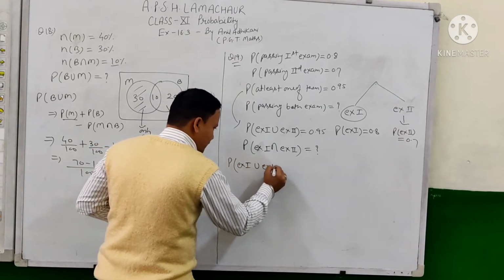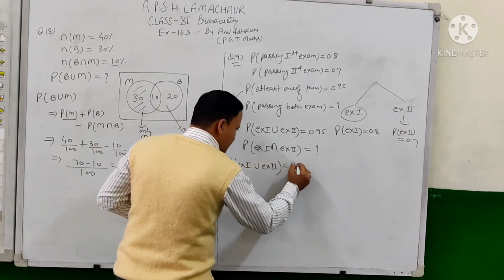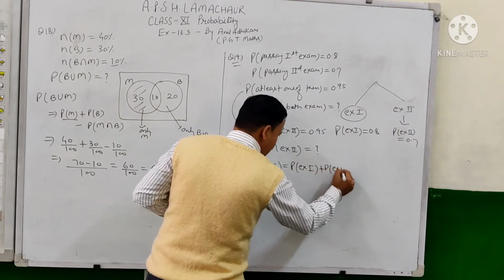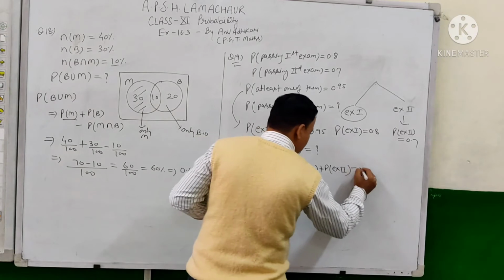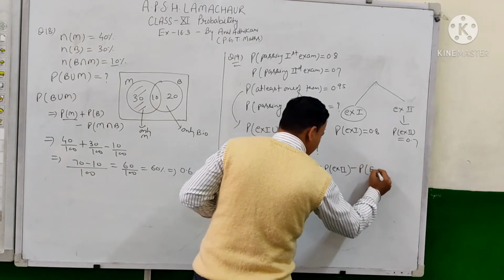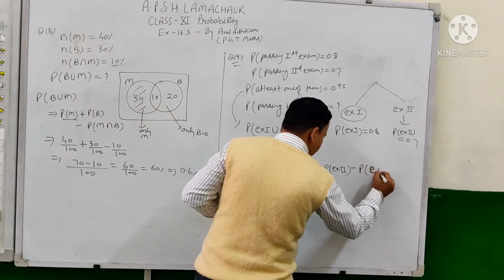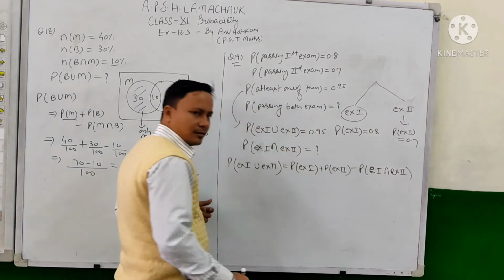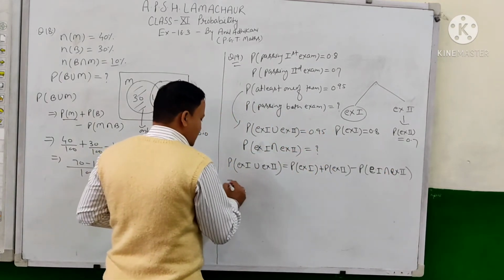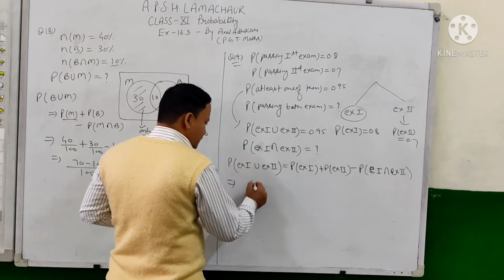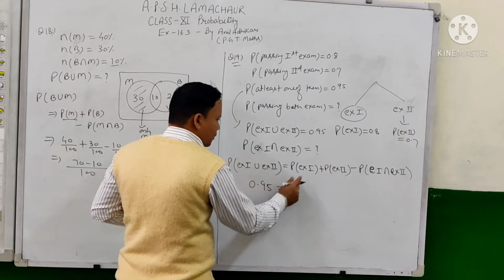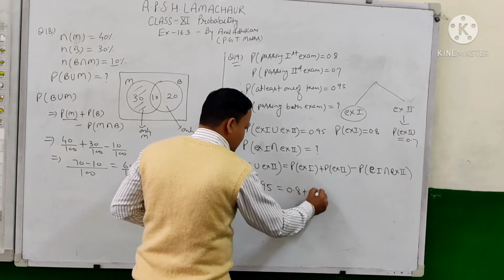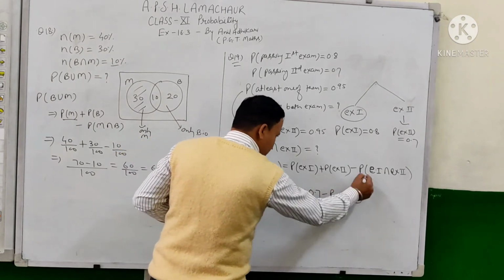Now since we know that probability of exam first union exam second is equal to probability of passing exam first plus probability of passing exam second minus probability of passing exam first intersection exam second. This is the formula, okay, basic formula. So this has been given 0.95, the probability of passing the first exam is 0.8, the probability of passing the second exam is 0.7, minus this, which needs to be found.